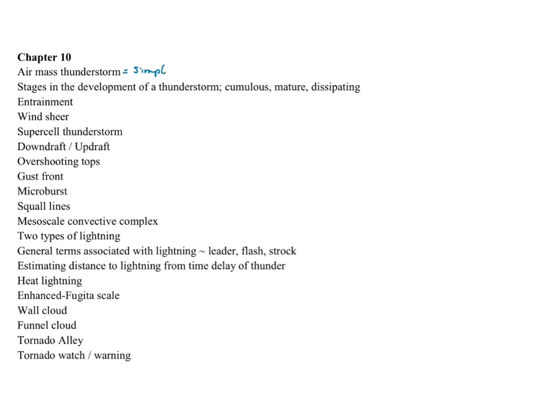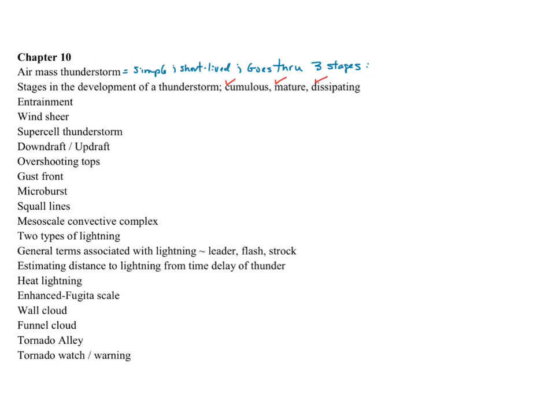Okay, so let's take a look at the 3 chapters that make up Unit 4. Chapter 10 was about severe weather, and we started out talking about just regular air mass thunderstorms. They are relatively simple, kind of short-lived, and they go through these 3 stages: cumulus, mature, and dissipating.